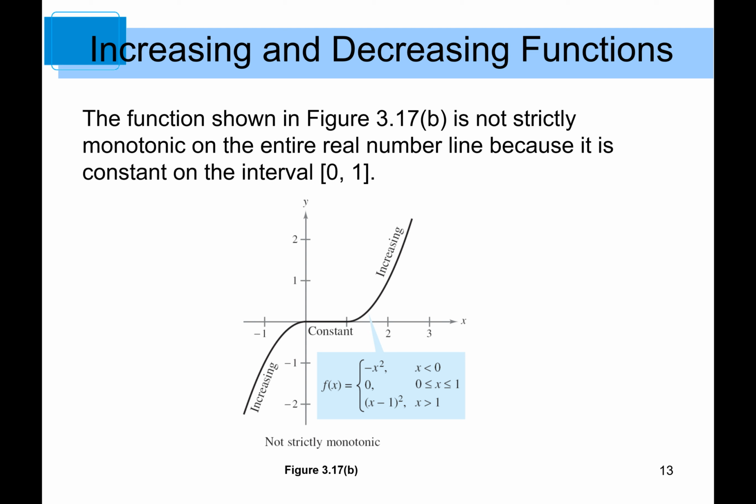The function shown below is not strictly monotonic because if you look at this piecewise function with 3 different pieces, the middle piece equals 0, which is a constant function between 0 and 1. So between 0 and 1, this particular part of the graph is constant. Although the other 2 pieces of the graph are increasing all the way, the middle section is constant, which means it's not strictly monotonic. It's partially monotonic.